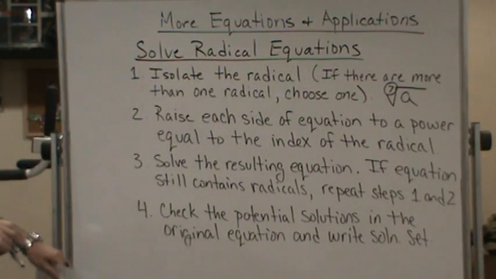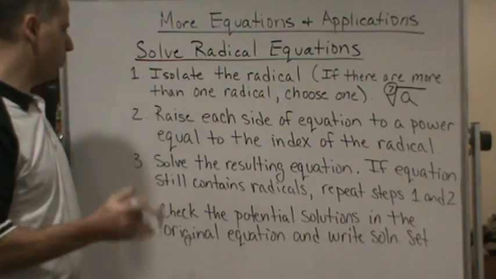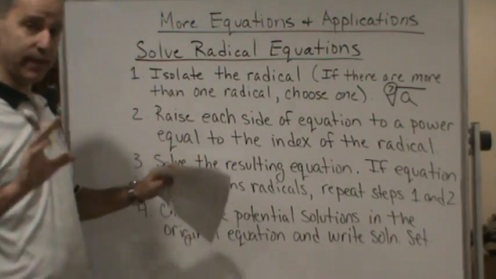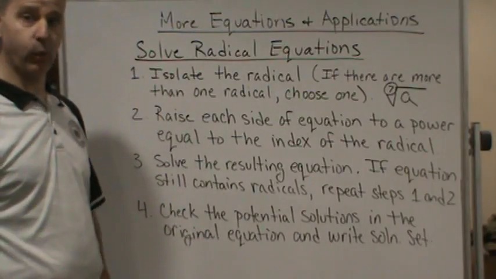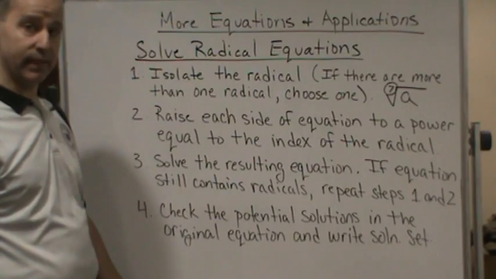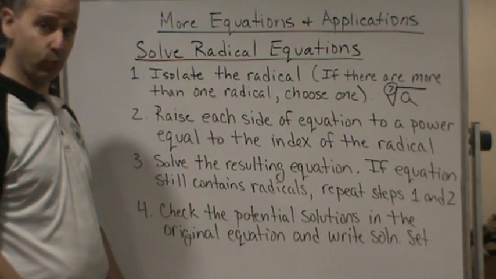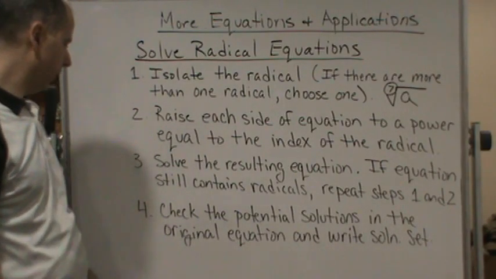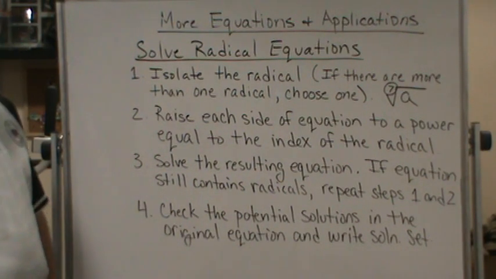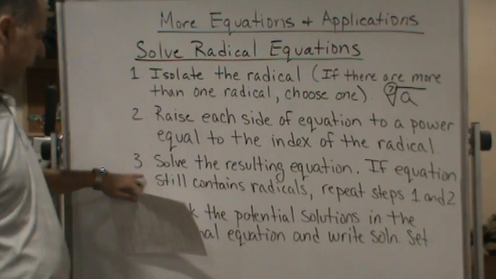Now, once you isolate the radical to one side of the equation in step 1, step 2 is to raise both sides of the equation to a power that is equal to the index of the isolated radical. Then you'll solve the resulting equation in step 3.